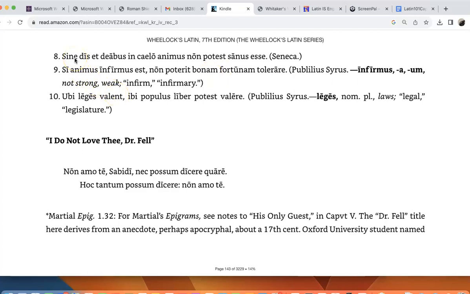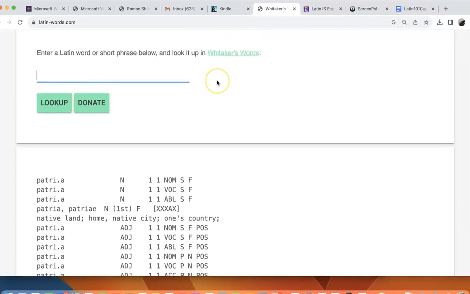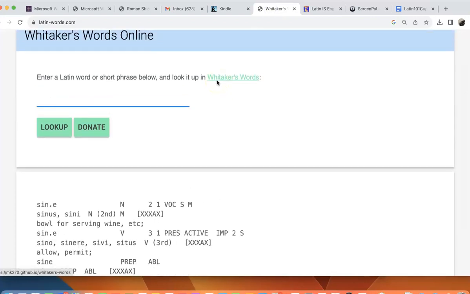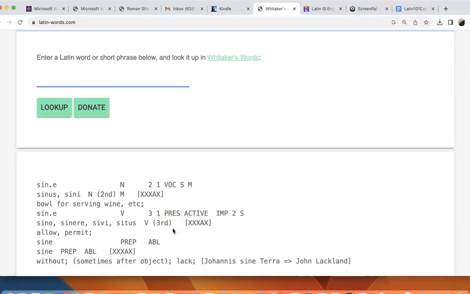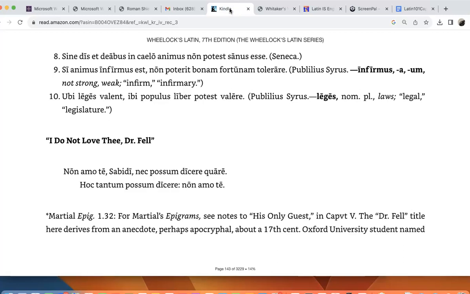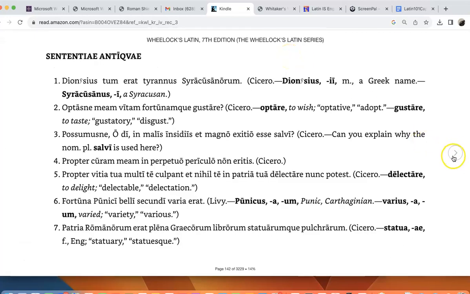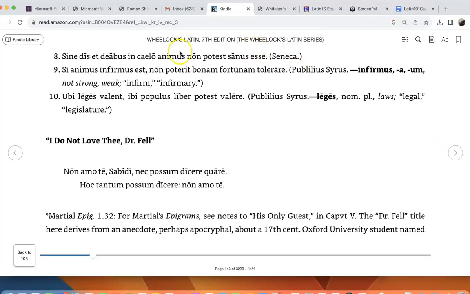Sine. Sine means, in this case, without, or it can also be the imperative. Let's see how it's being used here. Okay, it must be without in this case. So without, this is by Seneca, who was tutor of Nero, great Stoic and writer.